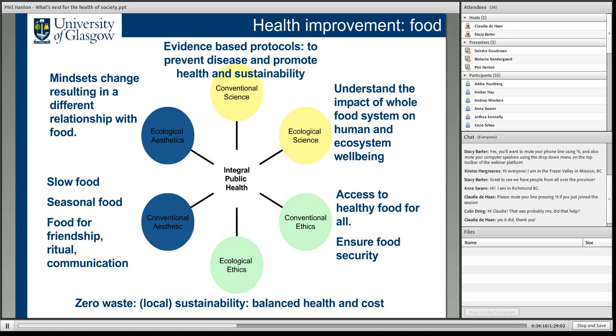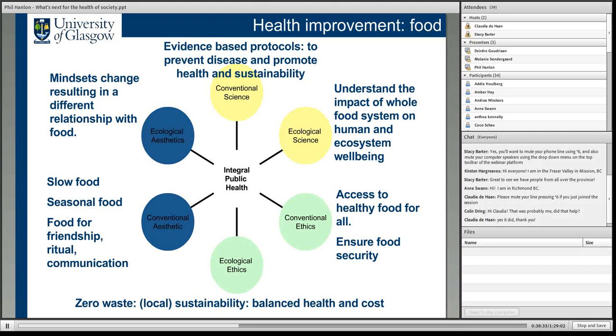But it's actually the more aesthetic side that maintains and develops our capacity to change. And so I don't know if you're aware of something called the slow food movement, but it's about trying to rediscover the joy of slowly preparing and consuming food, and enjoying the fellowship that that brings.